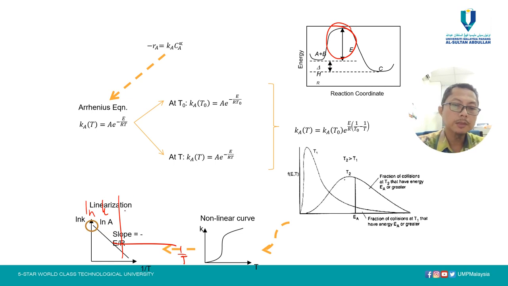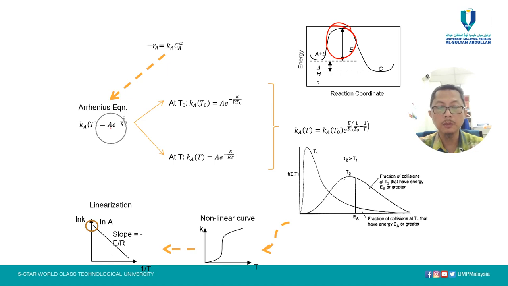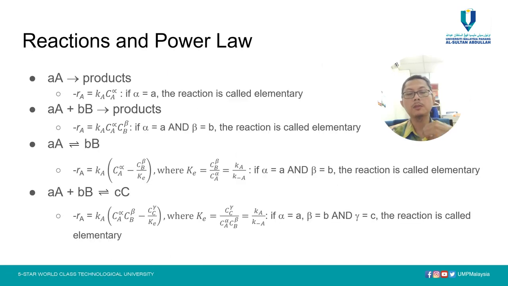Okay, sorry, we will have a straight line like this, where the slope will be the activation energy per gas constant, and the intercept will be ln A, which is the Arrhenius constant, or the frequency factor, because you can also call it the frequency factor. Next is the power law model.